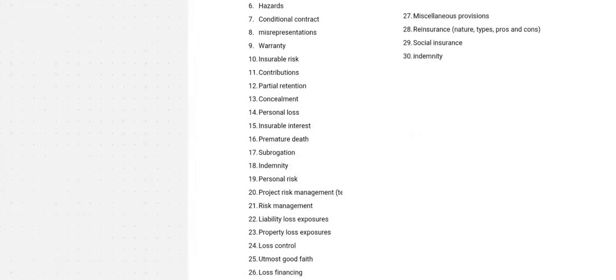What is partial retention over there? Number 12. Partial retention. Here 1, 22, 23, 24, 26. That's what we are left with. All right. So I'm going to explain them, and then I'll bring the past questions so you can comprehend them. All right, so let's start.